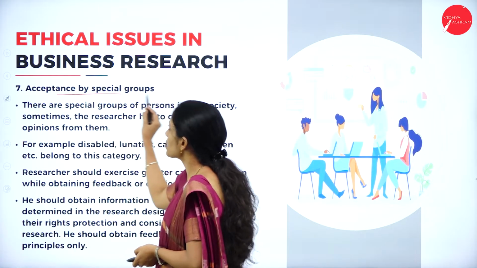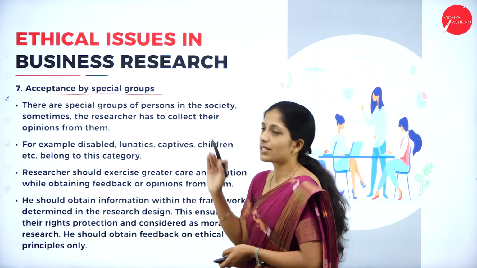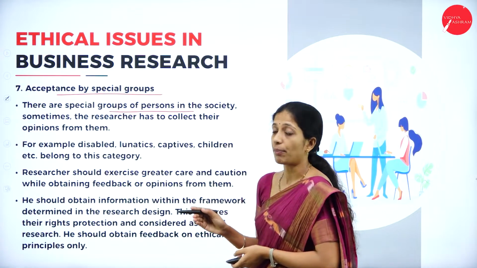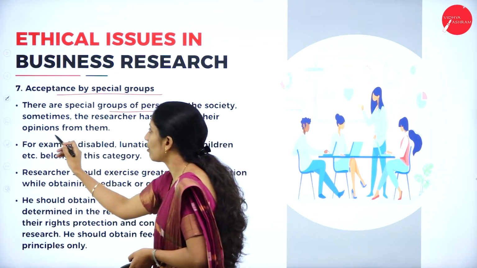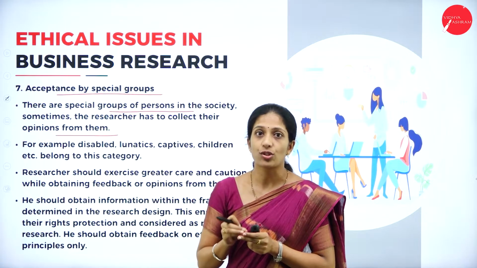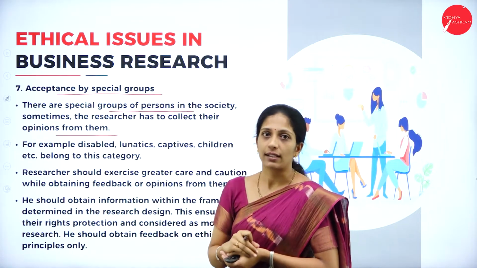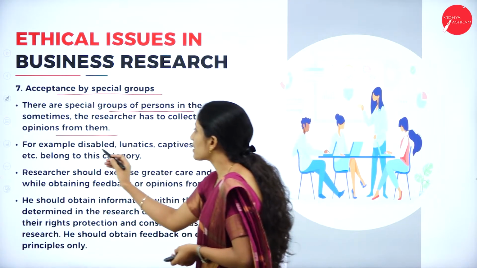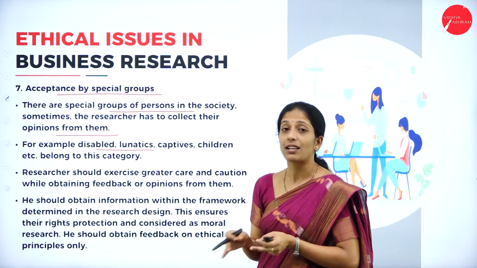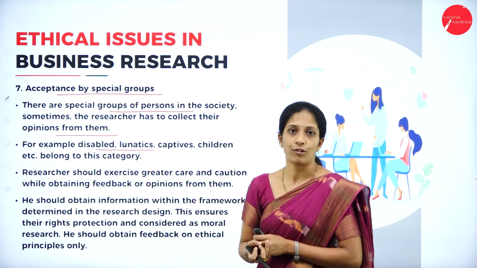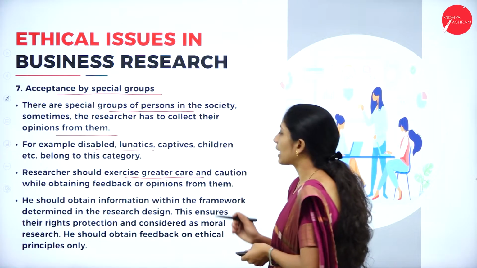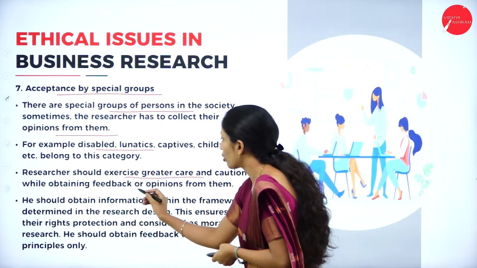Next one is acceptance by special groups. Let us see what this ethical issue is. There are special groups of persons in the society from whom the researcher sometimes has to collect opinion. Let us see who these special persons are. There are special individuals in the society from whom the researcher wants to collect the information, for example, disabled, lunatics, captives, children, etc. These are the special groups of people from whom the information has to be collected by the researcher. Researchers should exercise greater care and caution while obtaining feedback or opinion from them.